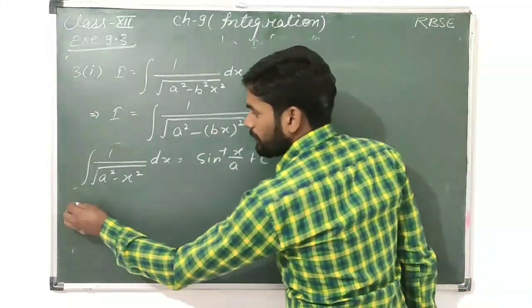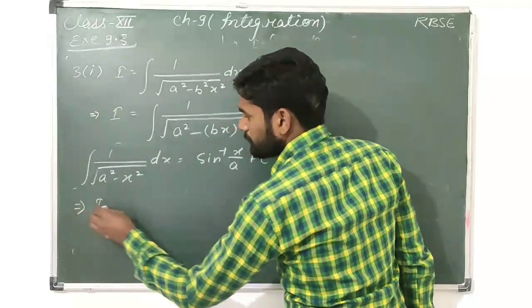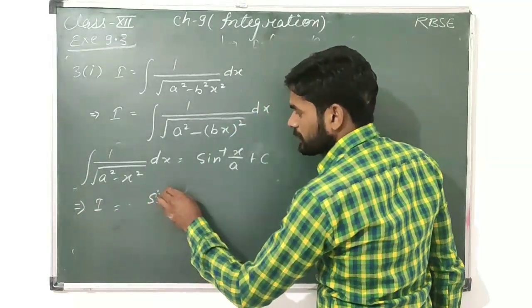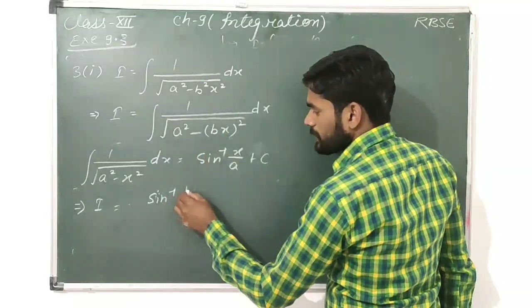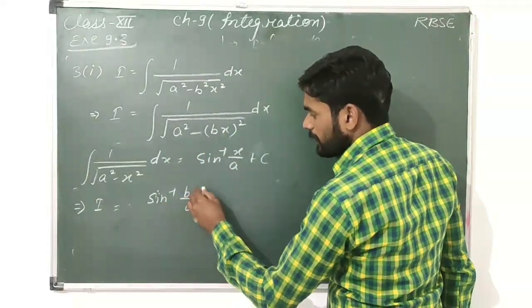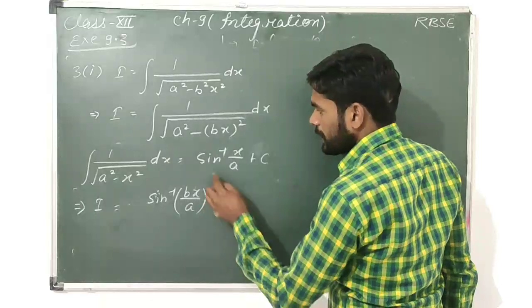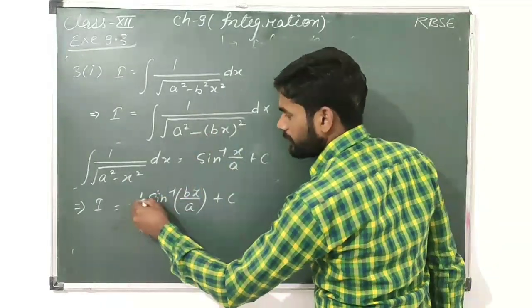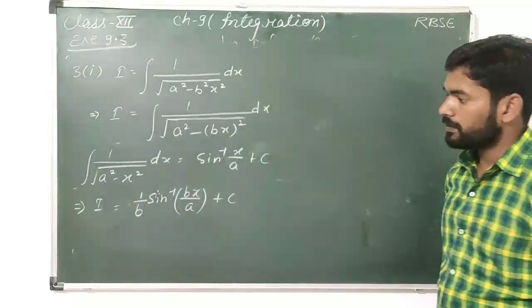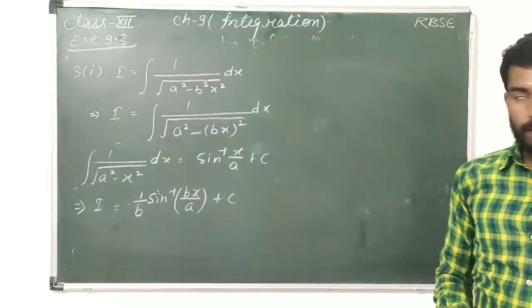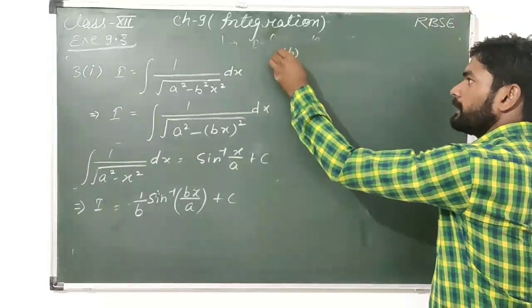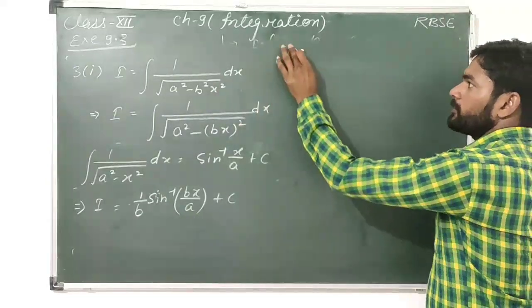So our answer will become I is equals to sin inverse of bx upon a plus c, and divide this function by the differentiation of it, which is b. Are you agree? Okay, student. Now the b part of the question number 3. It was the second part.